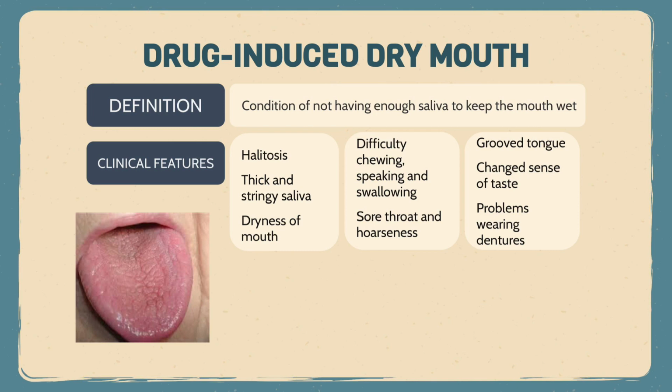Clinically, dry mouth can be detected by sticking the mouth mirror to the mucosa. So, if the patient has dry mouth, the mouth mirror will stick to the mucosa. Clinical features that a patient with dry mouth may encounter are halitosis, thick and stringy saliva, dryness of the mouth, difficulty in chewing, speaking and swallowing, sore throat and hoarseness, rough tongue, changes in sense of taste, and the last one is problem of wearing dentures.